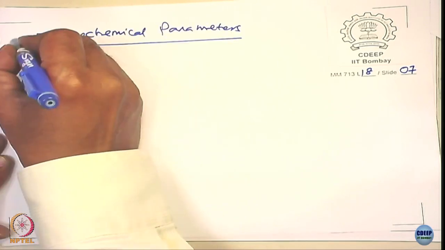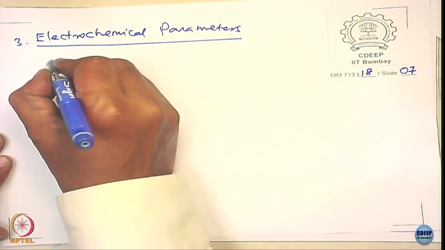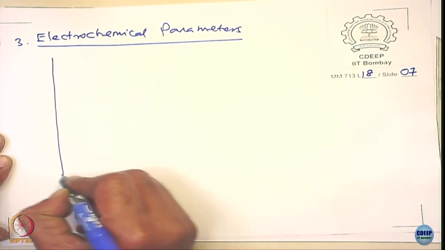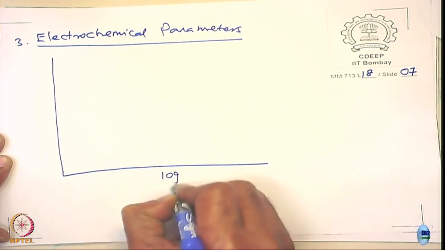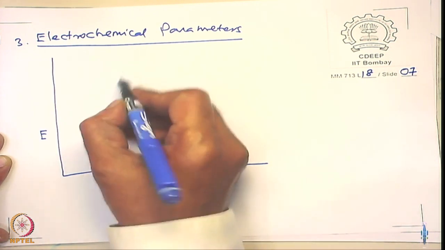Now let's look at the electrochemical parameters we have been discussing so far, right? Let's look at the electrochemical parameters in general. It happens in the passive system, right? So that means you would have, now I am going to draw a few schematic diagrams to show how the electrochemical parameters become very important in deciding the crevice corrosion resistance of metals. Okay.